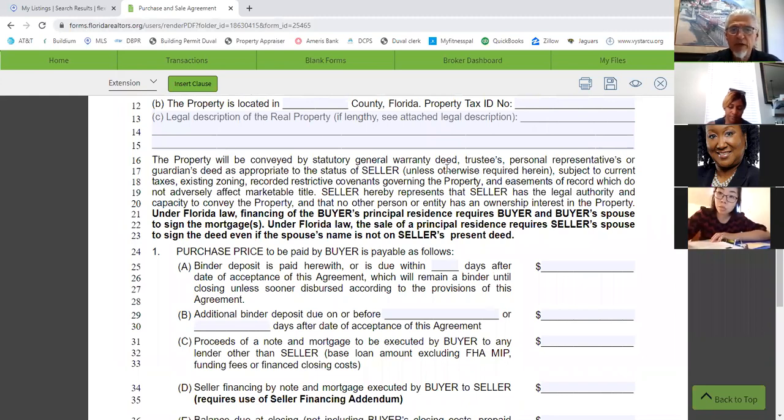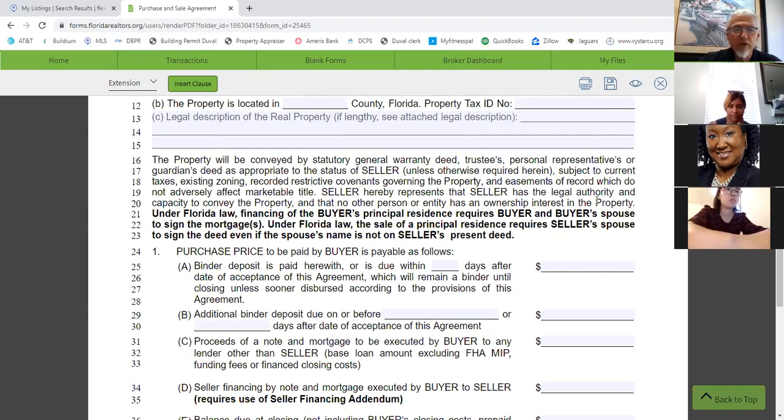Okay. The property will convey by statutory general warranty deed, trustee's, personal representative's, or guardian's deed as appropriate to the status of the seller, subject to current taxes, existing zoning, restrictive covenants governing the property, and easements of record which affect marketable title.